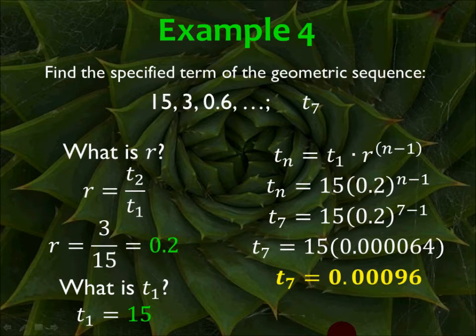Simplified again, and your 7th term of this sequence is 0.00096. So again, figure out what r is. You know the first term, plug them into the equation, and find the 7th term.